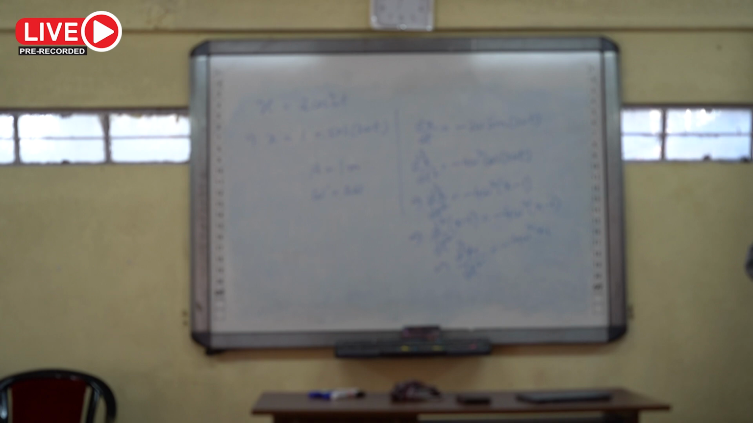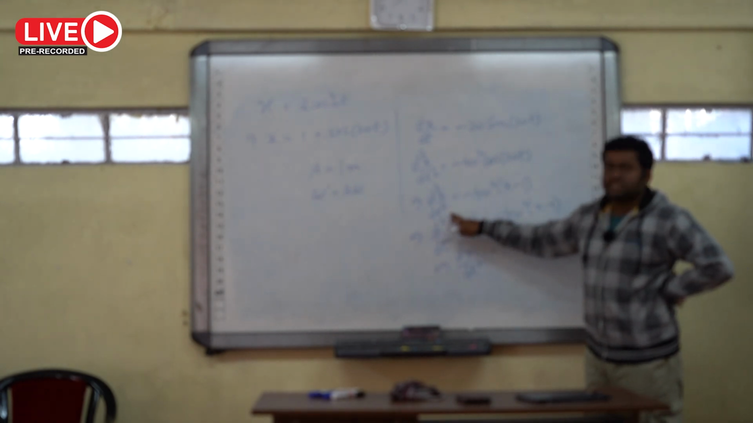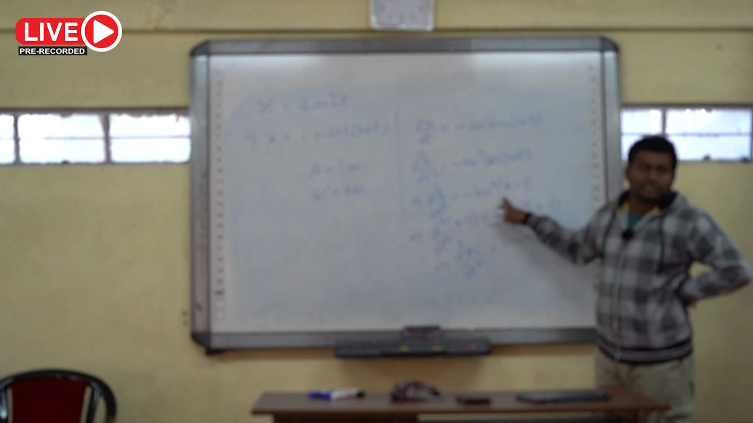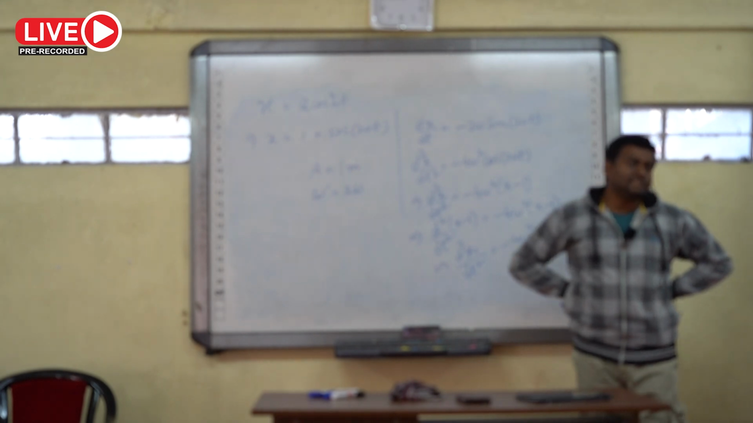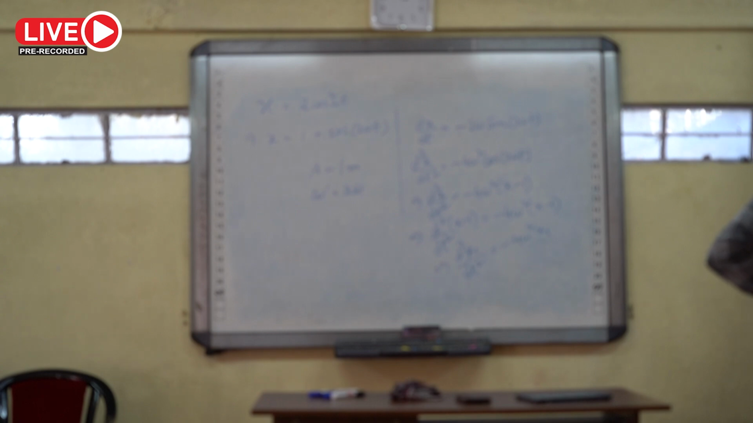Sir, once more. If it is coming d2x dt2 equal to minus omega square x, then it is performing SHM about which point? About the origin. Then if it is x minus 1, then it is performing SHM about a point for which x minus 1 should be 0. So about which point it is performing SHM? X equal to 1.